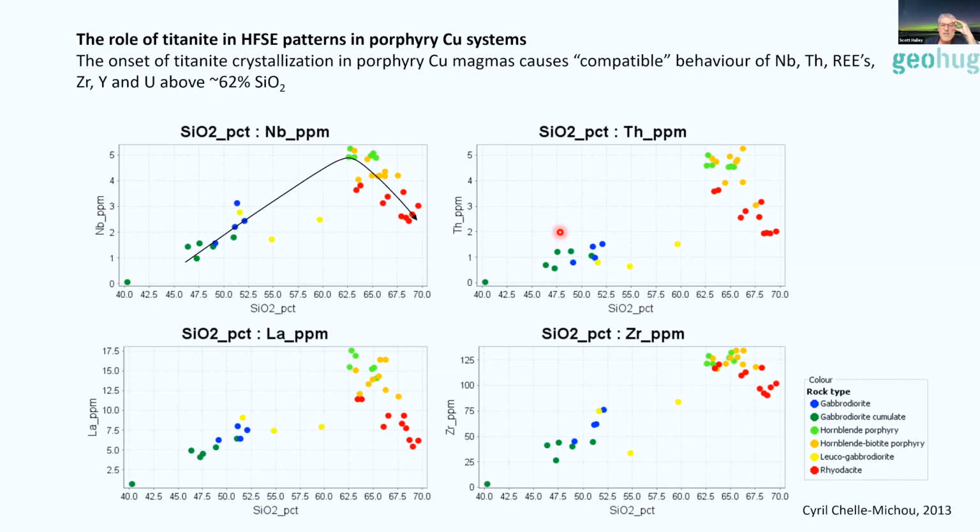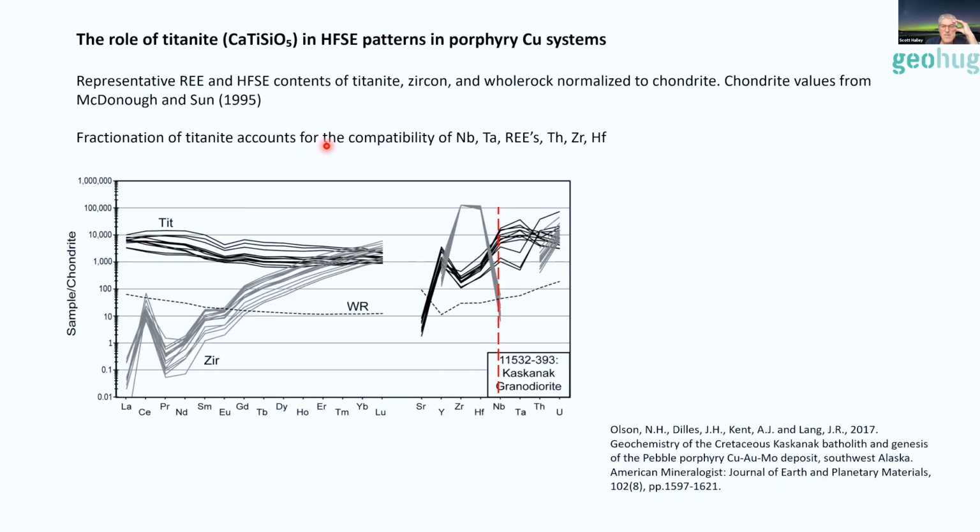The really distinctive thing about porphyry copper magmas compared to all the other magma types is that porphyry coppers begin crystallizing titanite at about 60% SiO2, and fractionation of even a small amount of titanite means that these elements become relatively depleted in porphyry copper melts. Isn't that interesting?